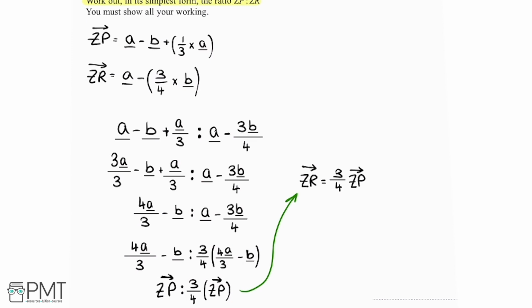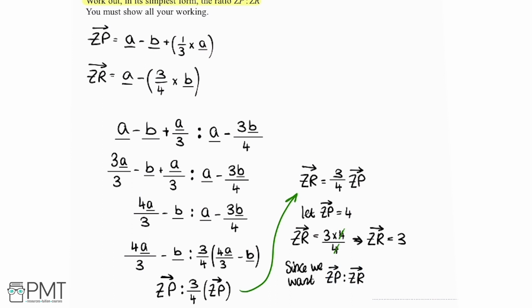Lastly, we need to get the actual ratio. So I'm going to let ZP equal the value 4. And the reason I've done that is it now means we've got 3 multiplied by 4 over 4, because I've replaced ZP with 4. This means that these 4's cancel, so we get that ZR equals 3. So wrapping this all up, since we want the ratio of ZP to ZR, our final answer is 4:3. Since the value of ZP is 4 and ZR is 3.